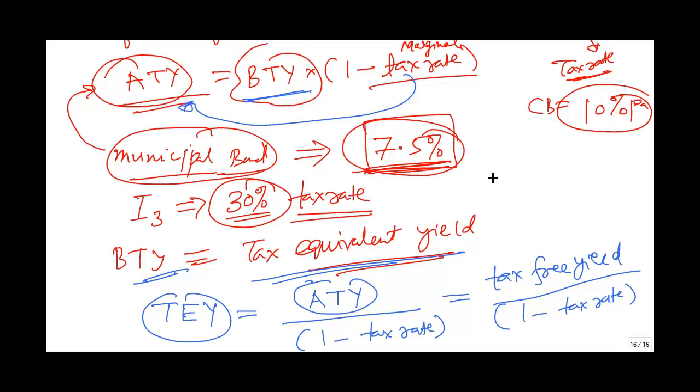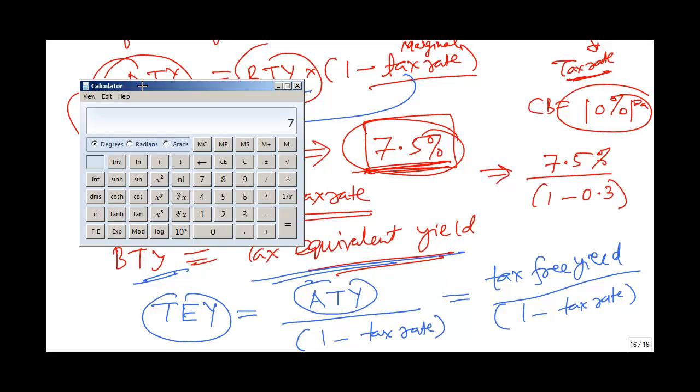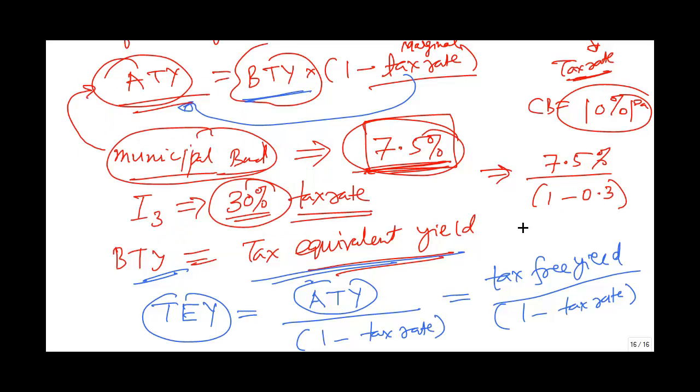Now we can find the tax equivalent yield for this municipal bond. Since we are getting 7.5% tax free, and our tax rate is 0.3, how much are we making? 7.5 divided by (1 minus 0.3). So you will get 10.714%. So the tax equivalent yield I am getting is 10.714%.